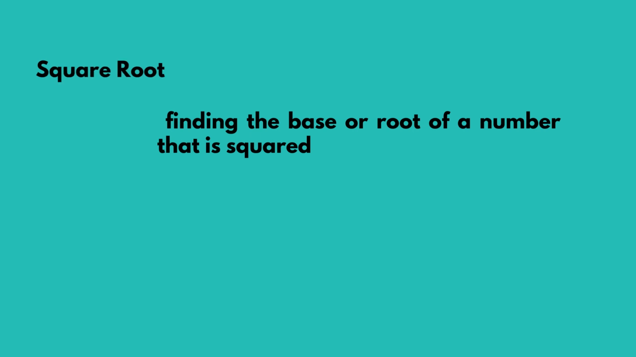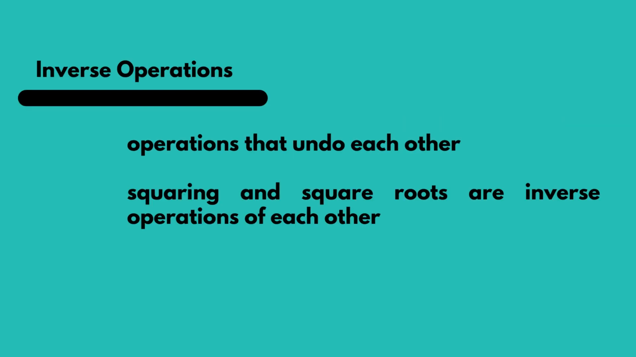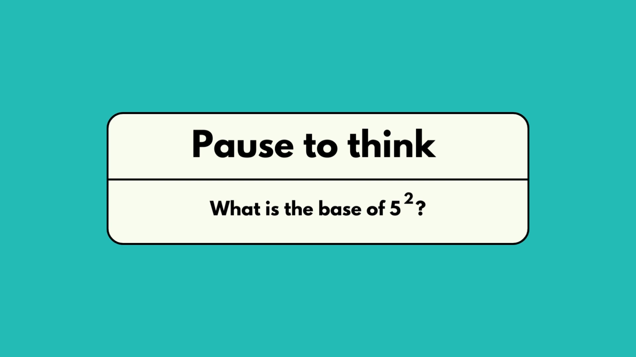So a square root is finding the base of a squared number. Square roots and squaring numbers are both inverse operations because they are operations that undo each other, and inverse is just like the opposite. But what does that look like in application? So if we have 3 squared, the base is 3 because it is being manipulated by being squared. So what about 5 squared? What would the base be there? 5, because it is being manipulated or changed by being squared.